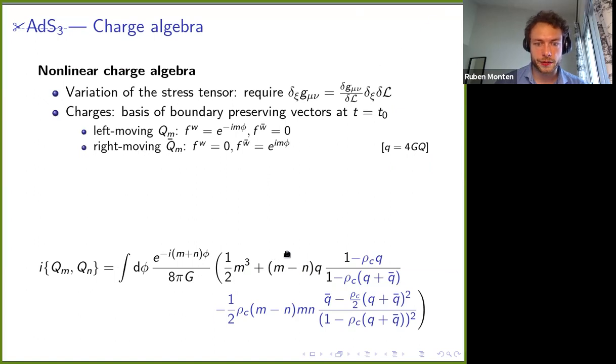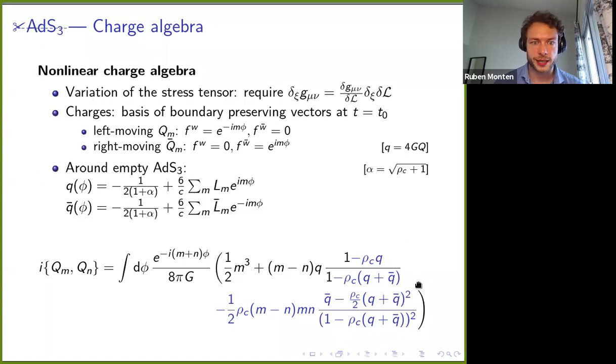Again, you can recognize the Virasoro algebra; this will become more explicit in a second. But now it's a nonlinear extension of that, which depends on rho_c. This is valid for generic states, but we can expand it, for example, around empty AdS. Let me explain: our deformation parameter rho_c goes to zero for the undeformed case. Alpha is a particular combination of it, and it goes to one in the undeformed case. So here you can see the background value, minus c over 24, plus some coefficients times exponentials.